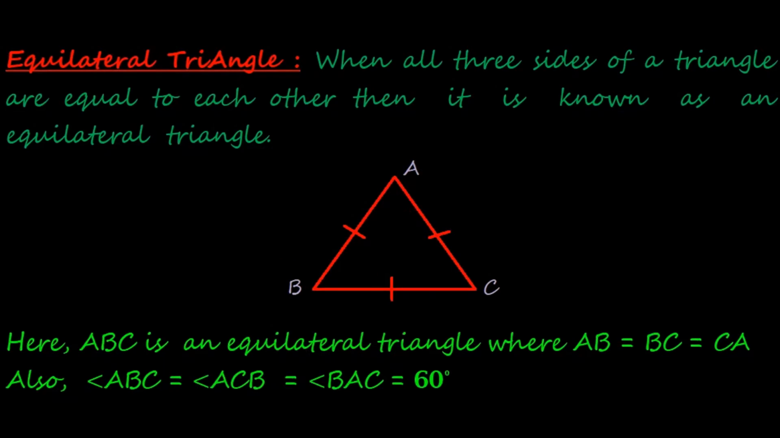Equilateral triangle. When all three sides of a triangle are equal to each other, then it is known as an equilateral triangle. In an equilateral triangle, all the three sides are equal, that is, AB equals BC equals AC in triangle ABC. Also, all the vertex angles are equal to each other. That is, angle ABC equals angle ACB equals angle BAC equals 60 degrees.